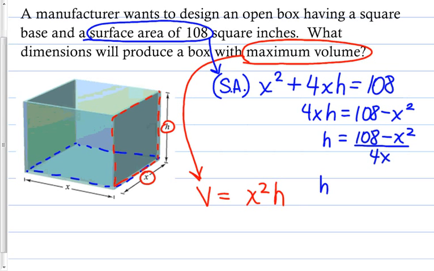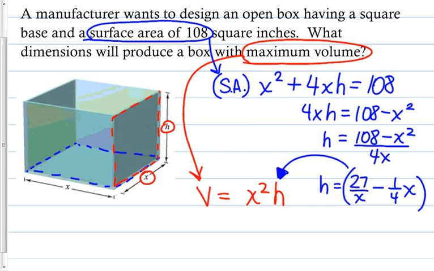I think usually you should be able to simplify. 108 divided by 4x. 108 is definitely divisible by 4, so it's 27. But then the x can't go anywhere, so it stays. And then minus x squared divided by 4x. The 4 is going to stay, but the x squared is divisible by x, so I'm just going to have x over 4, or 1/4 x. Okay, so that is my h. So now I'm going to take that and plug it in here.